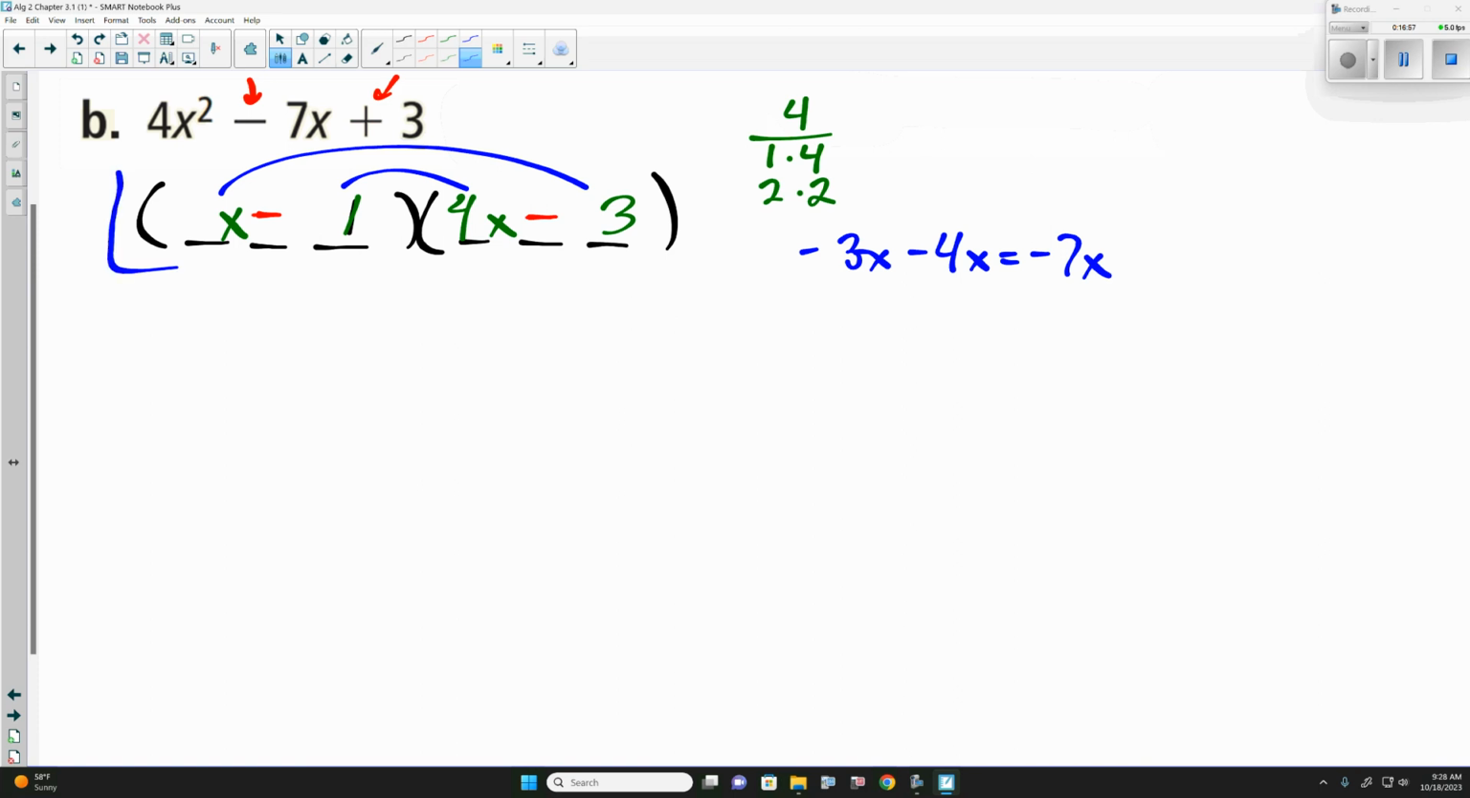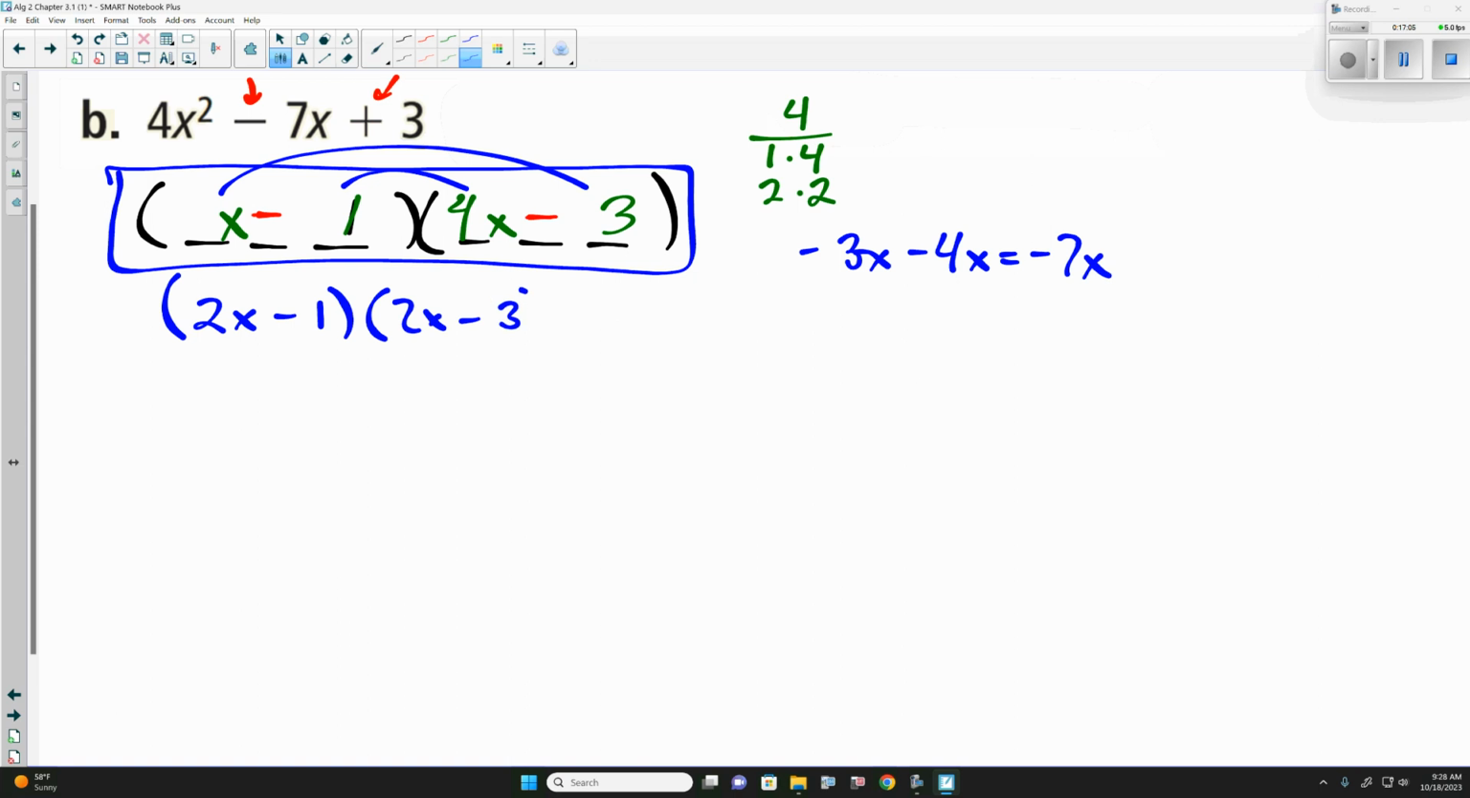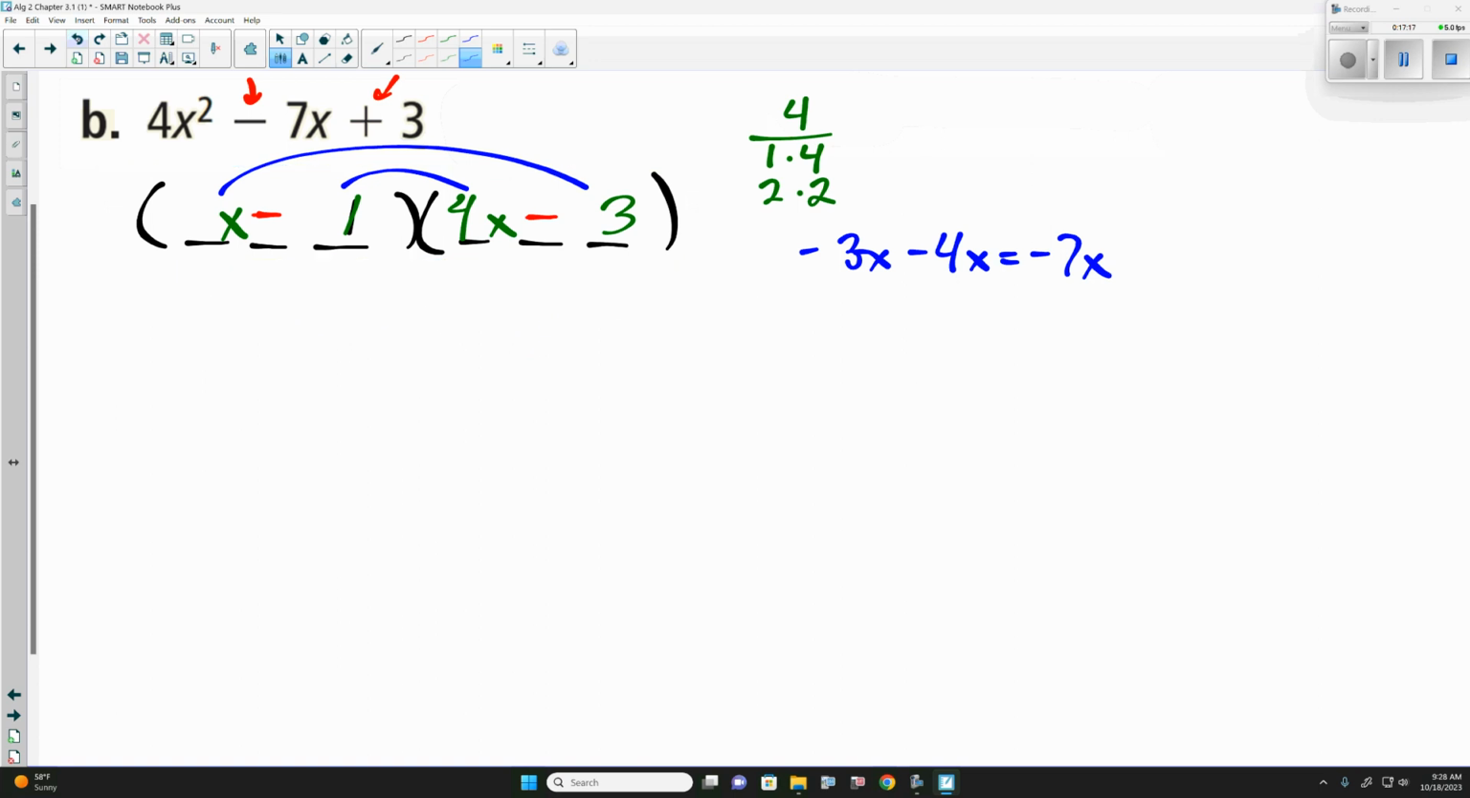Questions on this here? So I would have 2x minus 1, 2x minus 3. And here, technically, switching the 1 and 3 wouldn't do anything, which was what I was meaning by the other way. So we try flipping it, trying it in every arrangement to see which one works.